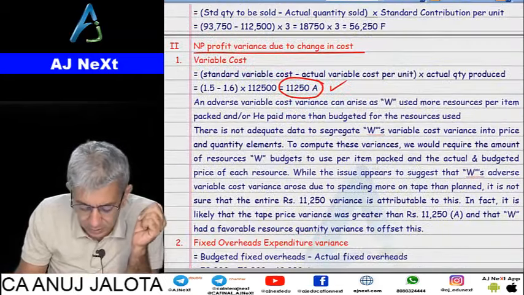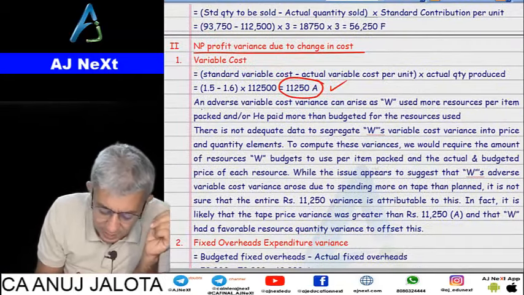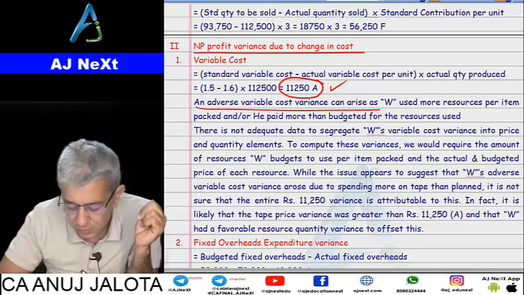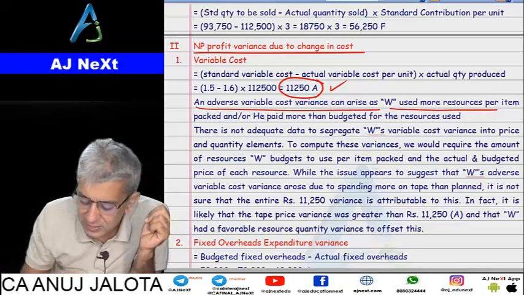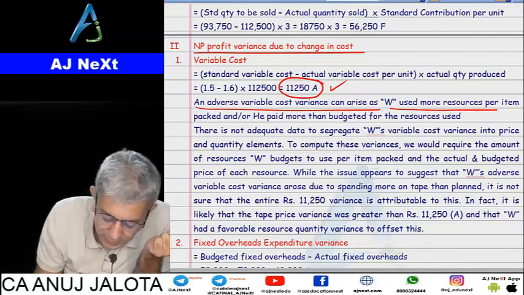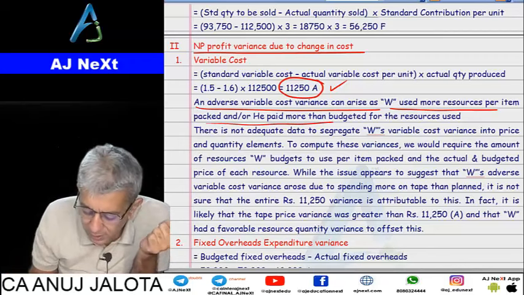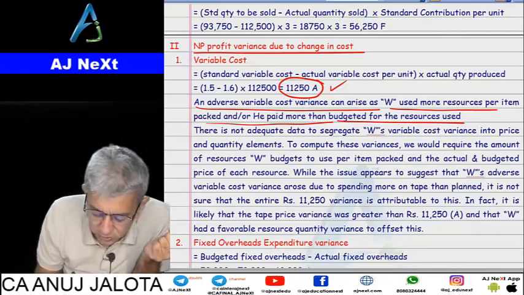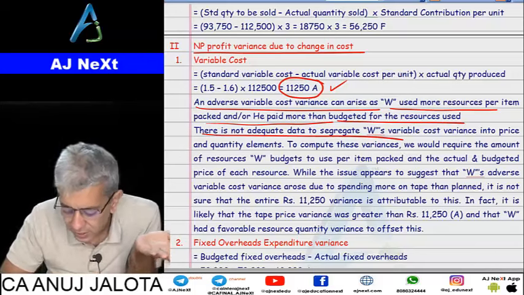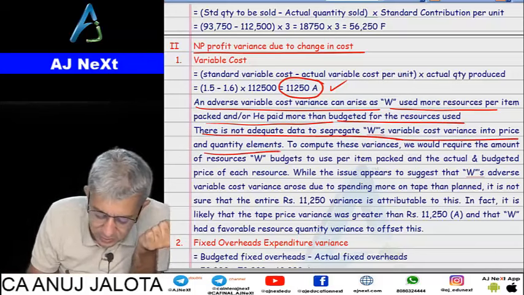Now your this work is done. That is whatever I have written over here. An adverse variable cost variance can arise as W had used more resources per item packed, or he paid more than the budget for the resources used. There is not adequate data to segregate W's variable cost variance into price and quantity.